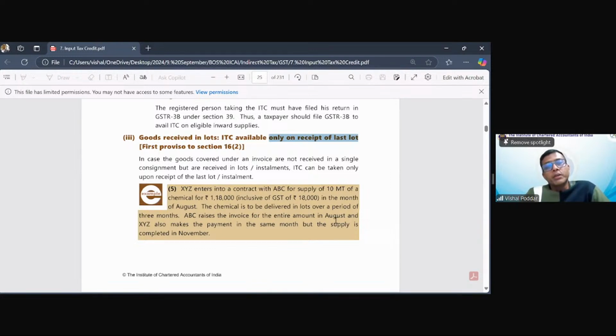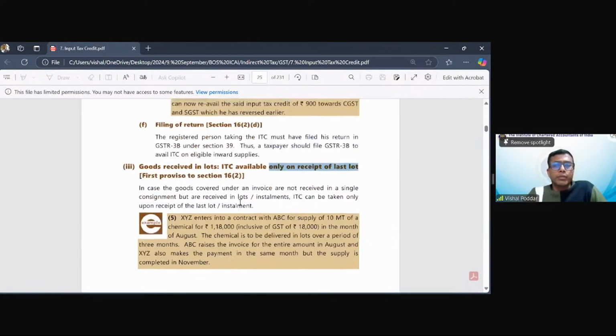So even if out of 10, 8 trucks may have reached you by 31st of December, you cannot take the credit in December. The entire credit of this entire windmill, you will take only when you receive all 10 trucks. So unless the entire consignment reaches your factory, your location, you cannot take the ITC. That is the condition coming out of this first proviso. Is this clear to all? Is this condition clear?